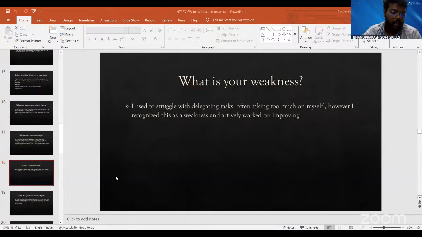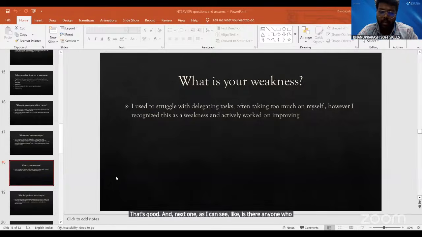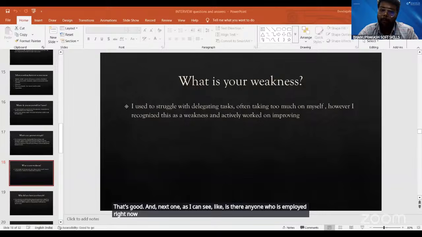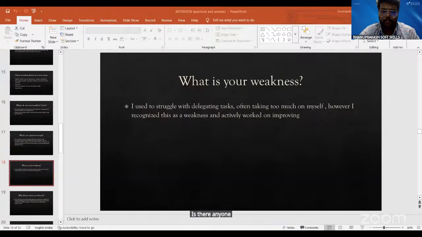That's good. And next one, as I can see, is there anyone who is employed right now or has been employed before? That means, have you worked anywhere before? Is there anyone? Okay, Sharanya. And any other? This group is full of graduates, undergraduates, everyone, I think.